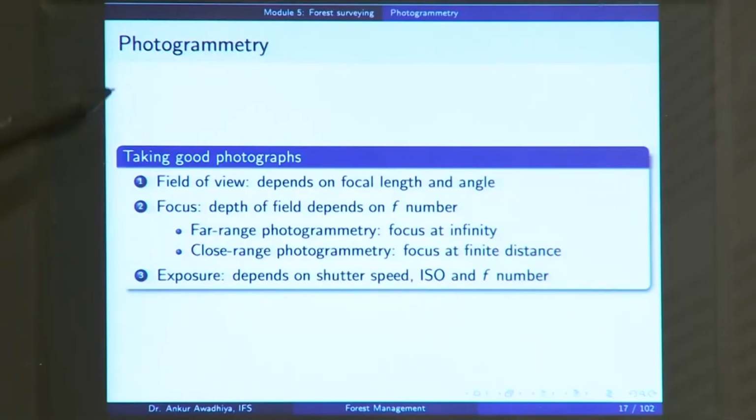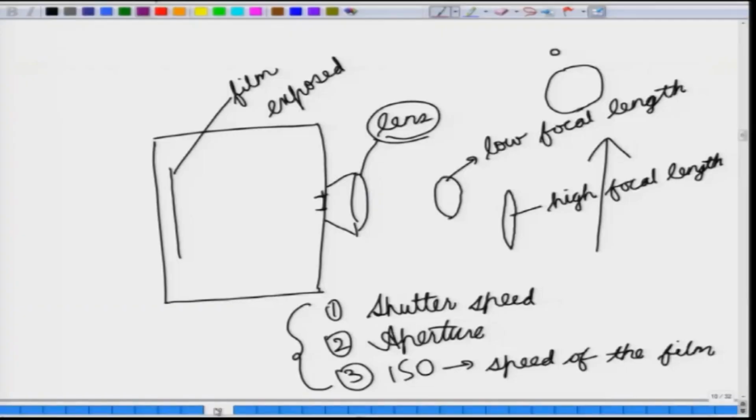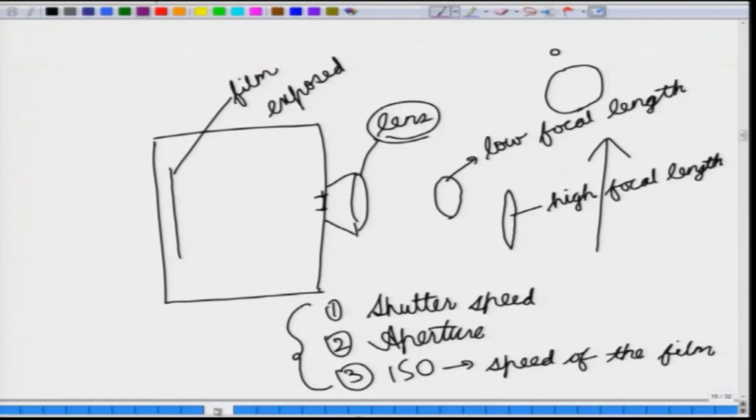Next, when we are taking photographs, we also need to keep in mind the exposure, that as we have seen, it depends on the shutter speed, the ISO and the f number. Now, when we say exposure, what we mean is that the amount of light getting inside depends on the aperture and the shutter speed, and the impact it makes depends on the ISO numbers. So, suppose you have your film at a very high ISO and you are keeping the aperture open to a large extent, and you are keeping it open for a very long period of time.